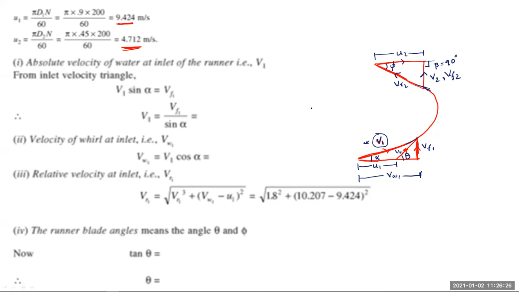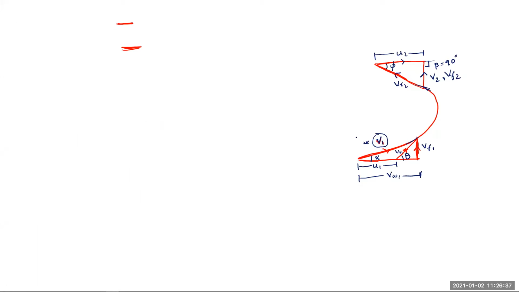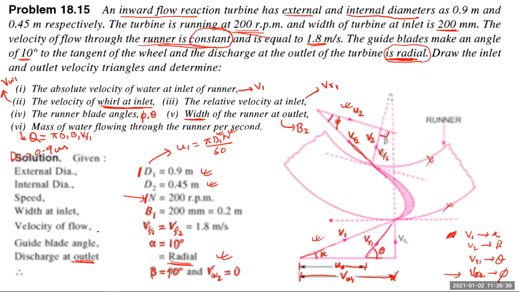Absolute velocity means we have to calculate V1, and we know the value of Vf1 is given in the numerical. If we see the given data, Vf1 equals Vf2 equals 1.8 meter per second. So we know the V1 value is with us, and alpha is also given, alpha is 10 degree. This angle is also given.